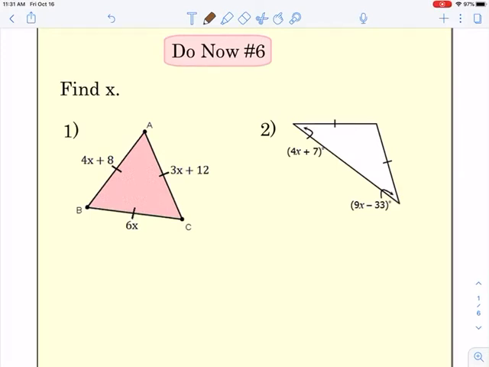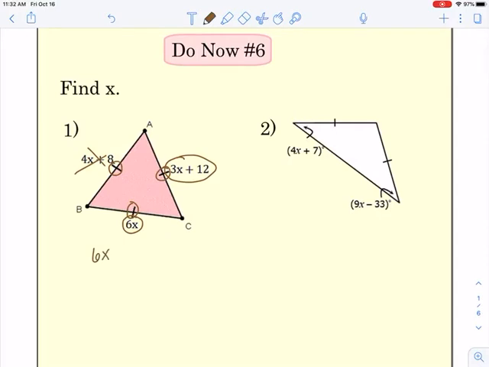For Do Now number 6, for both 1 and 2, we want to find our value of x. In number 1, I have an equilateral triangle, and I know it's equilateral because I have those 3 hash marks through the sides. It doesn't matter which 2 sides you set equal to each other to solve for x, but remember you only need 2 out of the 3. So I'm going to use the 6x and the 3x plus 12. I'm going to completely ignore the other one.